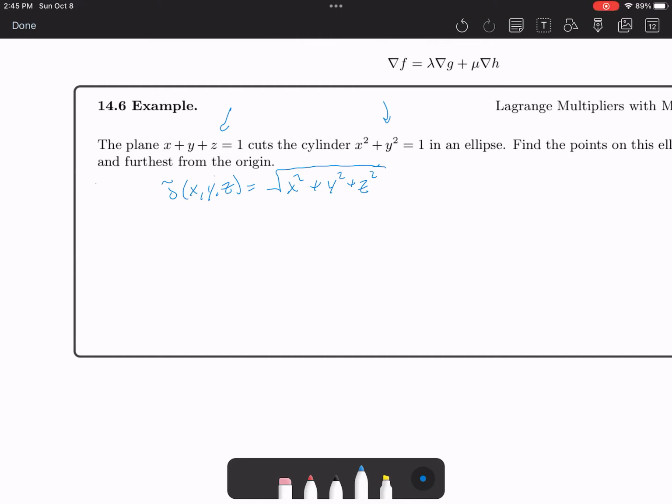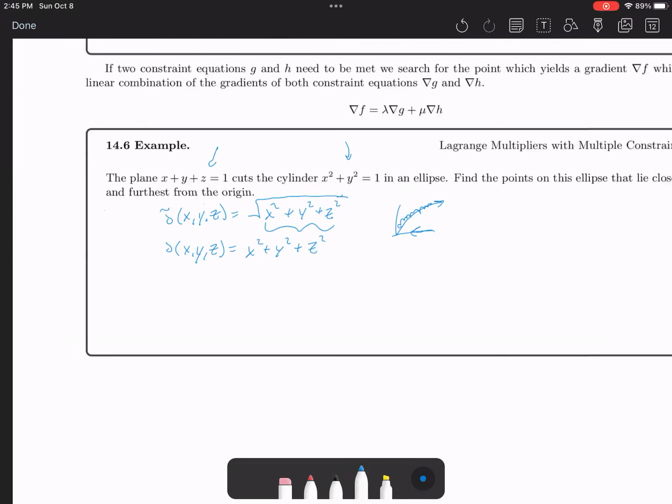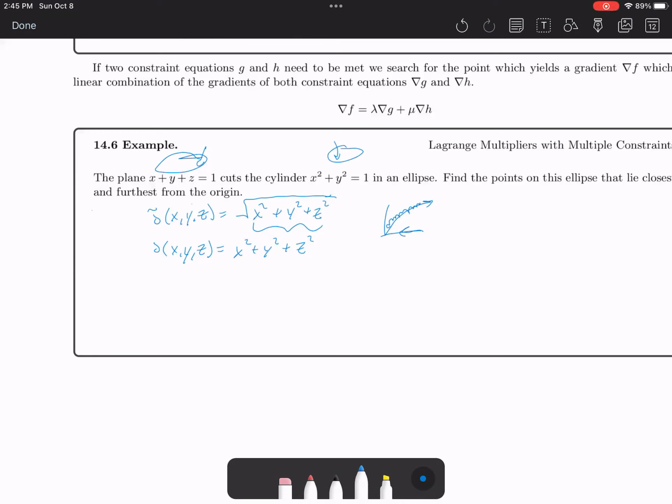Okay, but if I want to minimize this, it's enough to minimize the inside of the square root because the square root is monotonically increasing. So to minimize the square root values, we can just minimize the argument of the square root, what's inside. So I'm going to call my d function x squared plus y squared plus z squared. So we're trying to minimize this. And our multiple constraints are, we have to satisfy the plane and the cylinder.